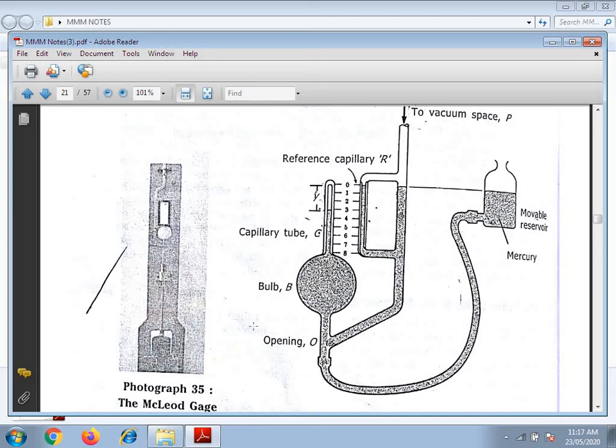Bulb B and capillary tube C are then at the same pressure as that of the vacuum pressure P. The reservoir is subsequently raised until the mercury fills the bulb and rises in the capillary tube, at a point where the level in the reference capillary R is located. Just you see, R is located. That is the reference capillary.